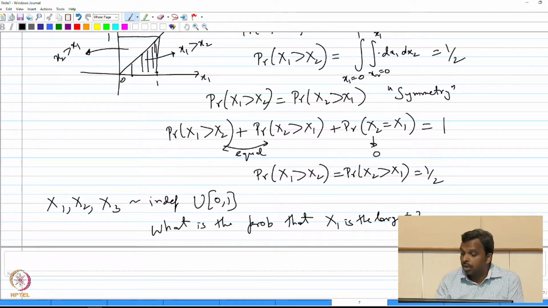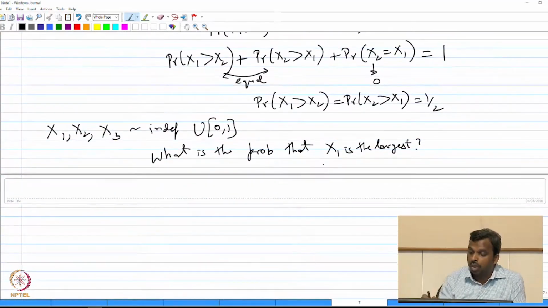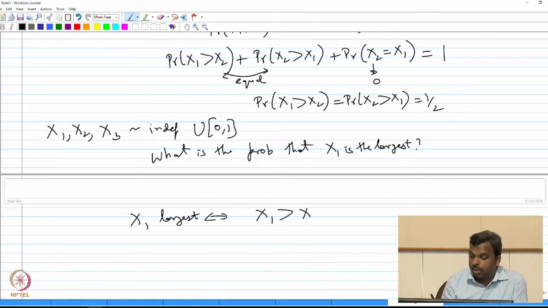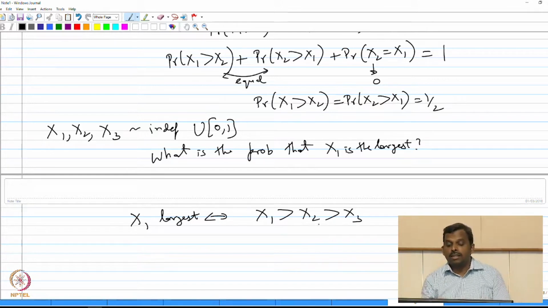Okay. So now, what is the meaning of x1 being largest? x1 largest is equivalent to x1 greater than x2 greater than x3. Now if you notice all the equalities, you can also have a situation where x1 equals x2 greater than x3, but all those equalities I don't have to consider in a continuous independent distribution, because all those will have probability 0. The moment I put equality somewhere, I'll have probability 0.